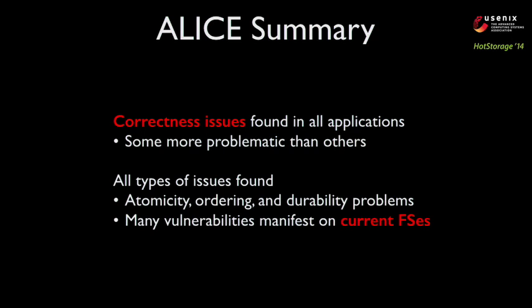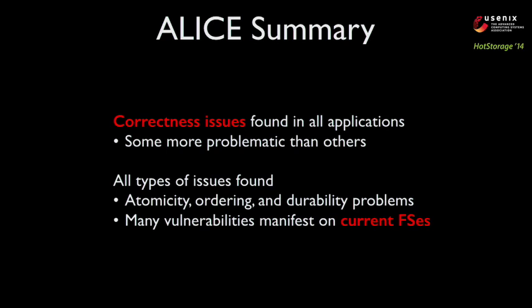OK, so this is ending the measure part of the talk. I just have a little bit on the second part, which is shorter, about something we built. But what we found, basically, were correctness issues in all the applications we looked at, some more than others. And all types of issues were found, with atomicity and ordering assumptions or durability assumptions, and many of those vulnerabilities actually manifest on current file systems. And certainly, since they're potential vulnerabilities, some of them may manifest on future unknown file systems that we haven't built yet. It's really hard to know today when you build a protocol, does it work?